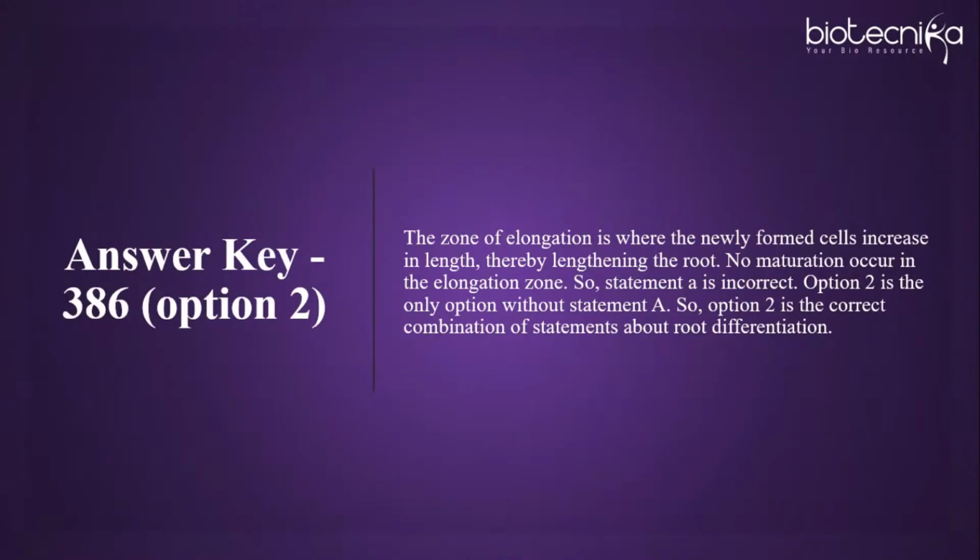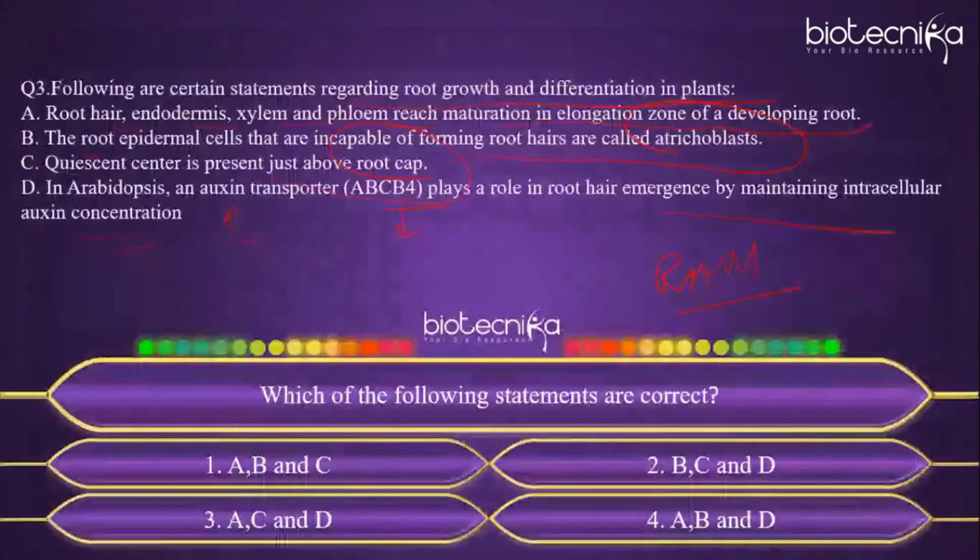Others? So let us see. The zone of elongation is where the newly formed cells increase in length, thereby lengthening the root. So no maturation takes place in the elongation zone. That is why statement A is incorrect, I'm sorry. That means root hair and endodermis are the matured parts of a root.